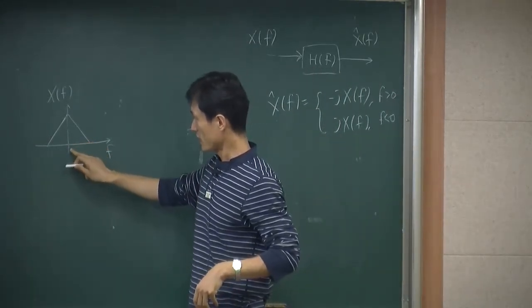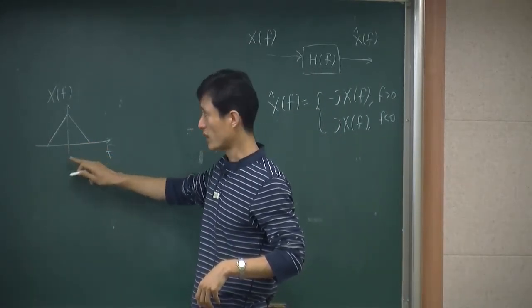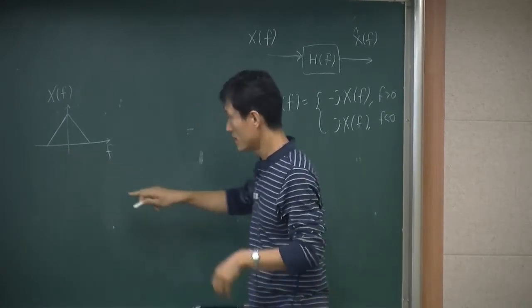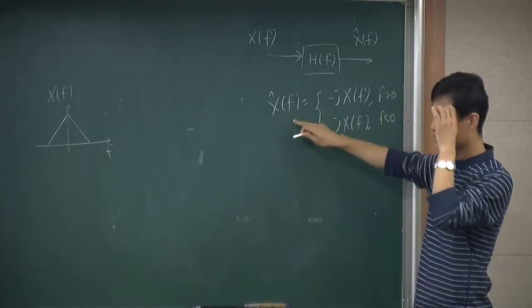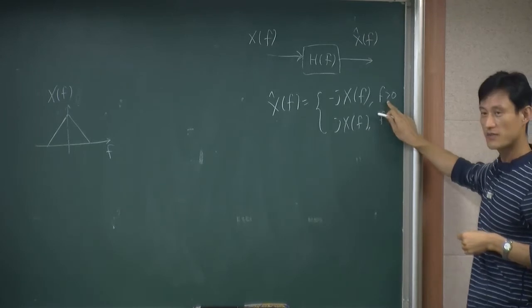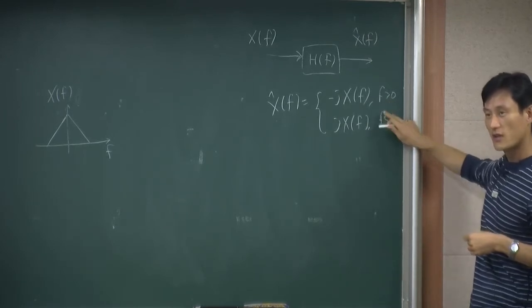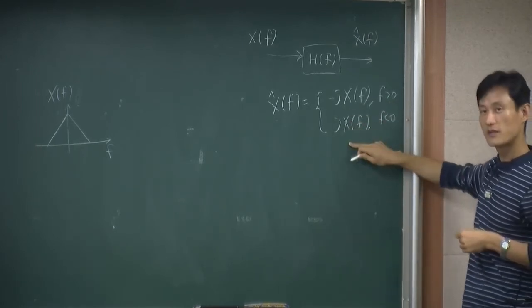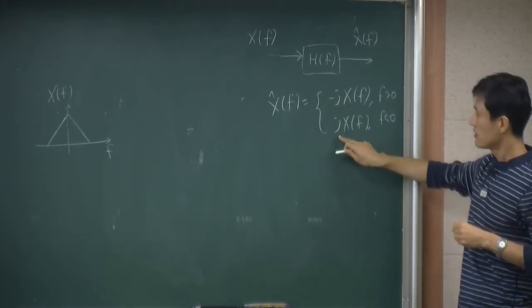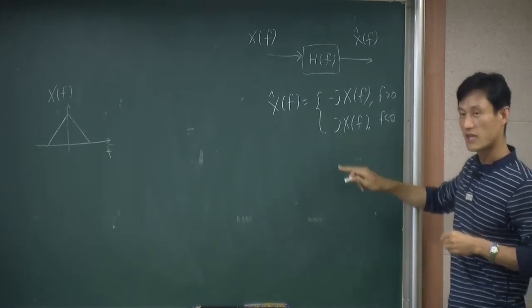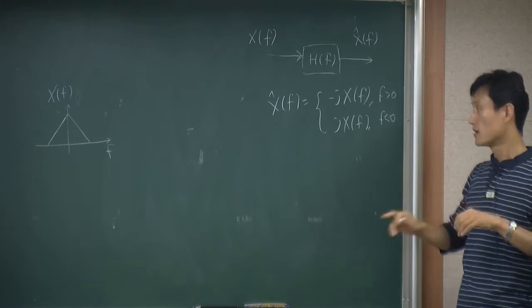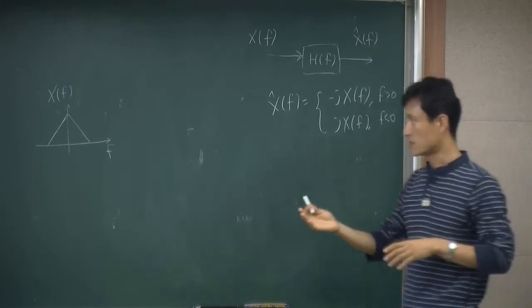Here you see that we have a positive frequency and also a negative frequency inside this X(f). But in this Hilbert transform, you get a different output for positive frequency than for negative frequency. The difference is that for positive frequency you multiply by minus j, and for negative frequency you multiply by j. Minus j means minus 90 degree phase rotation, and j means 90 degree phase rotation.